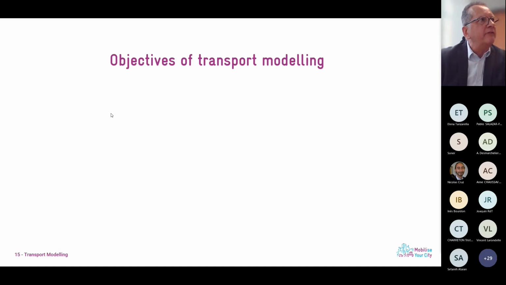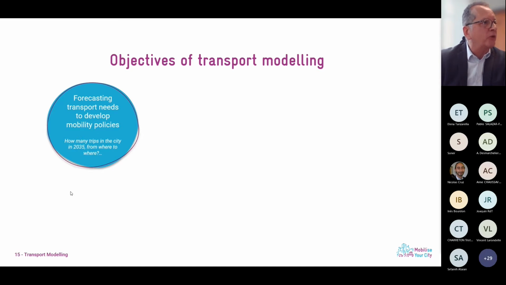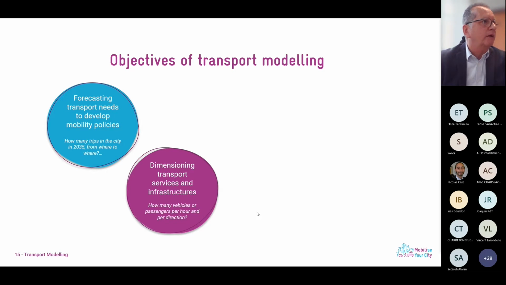Transport modeling can have various objectives. The first one would be forecasting transport needs to develop mobility policies. And for that, what we will need mostly is the number of trips from zone to zone, maybe for the full days, to see in the future, for example, 2035, and global evolutions. Transport modeling might be used also to dimension transport services and infrastructures. So the question would be more, how many vehicles or passengers per hour and per direction on a specific infrastructure.